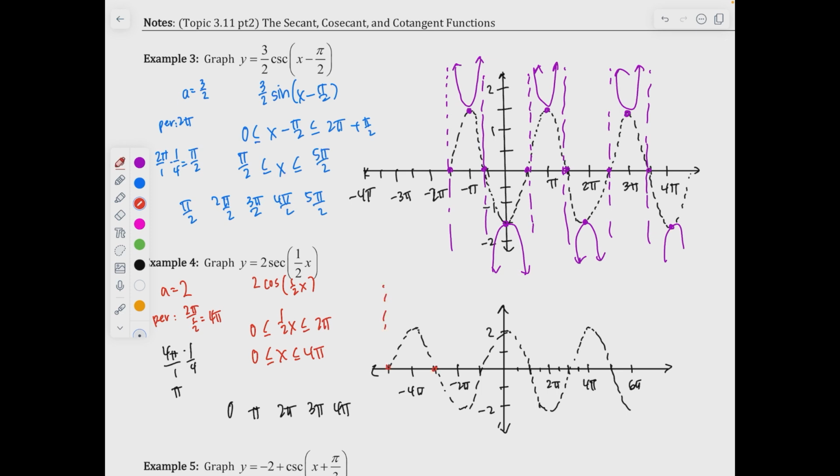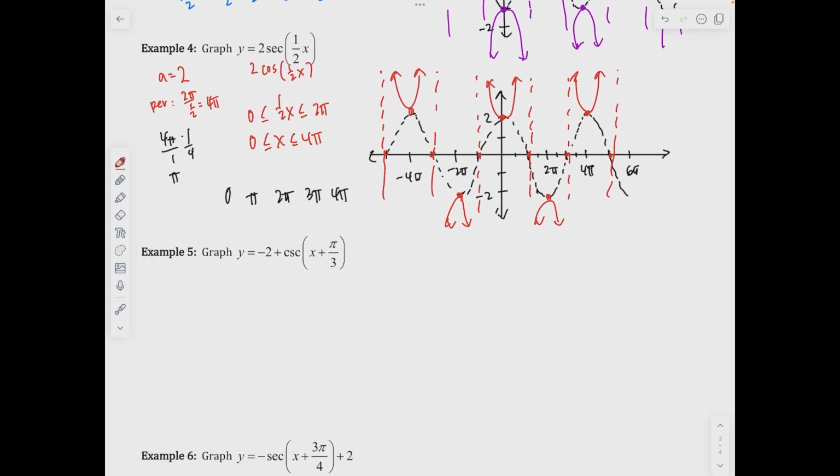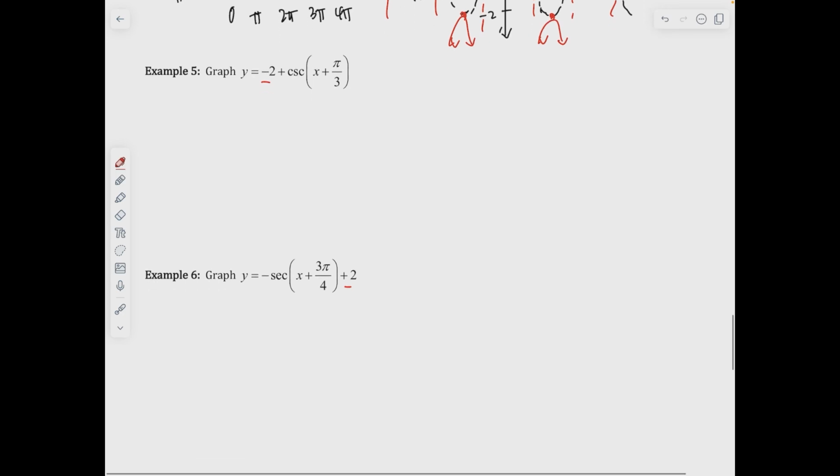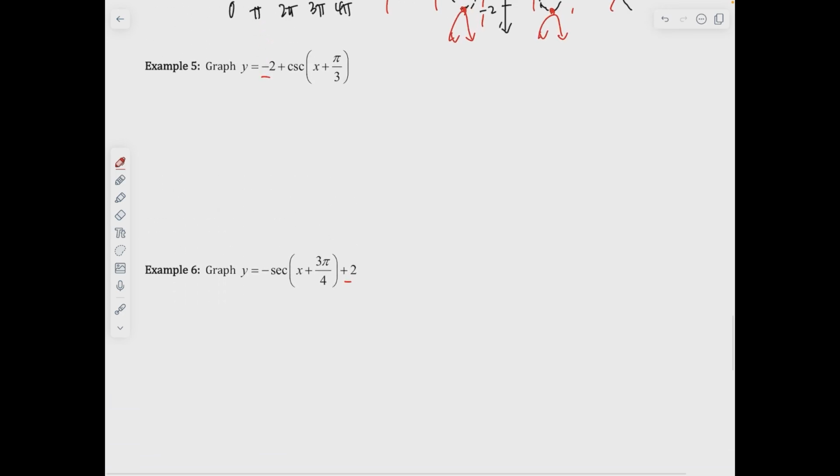All the zeros are asymptotes, vertical asymptotes. Maximums are up, minimums are down. Like that. Okay, so we're going to pause here. We're going to have you try examples 5 and 6. Be careful that there are vertical shifts, which means that's going to shift your sine and cosine graphs up and down as well. Okay, so pause here. Try examples 5 and 6.